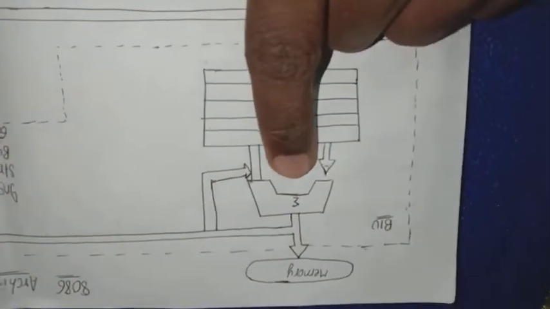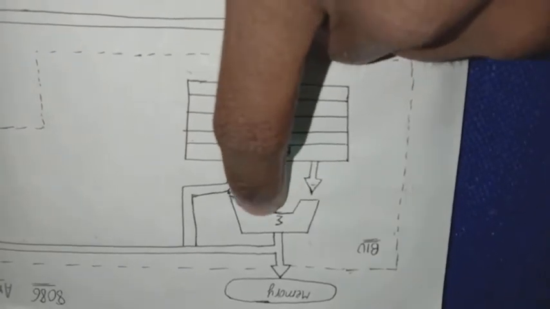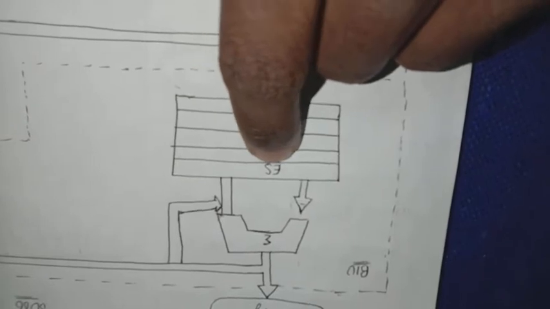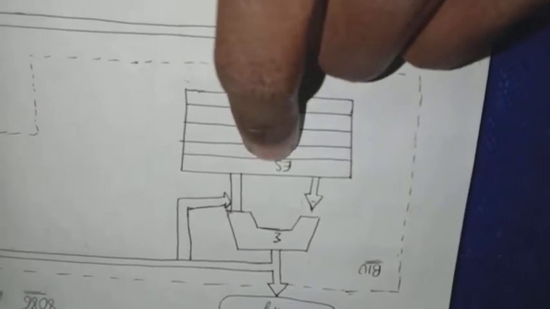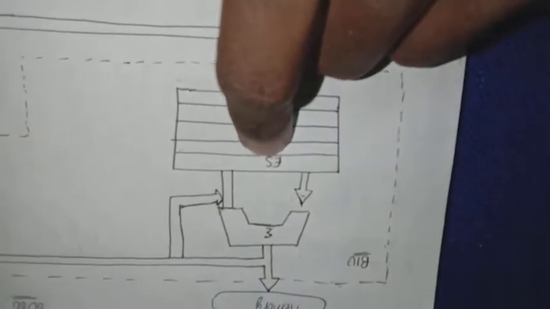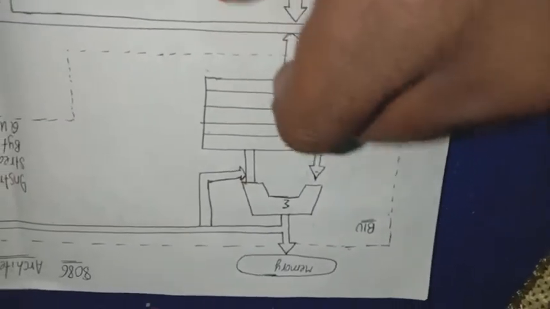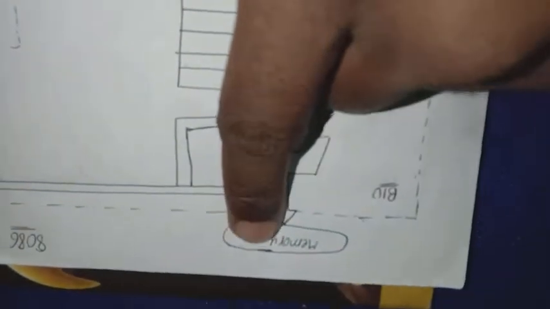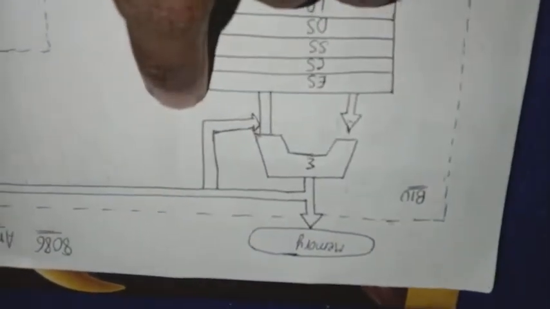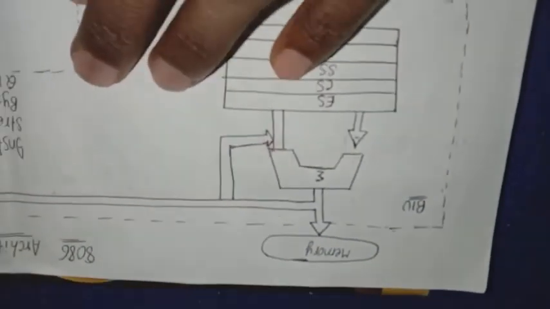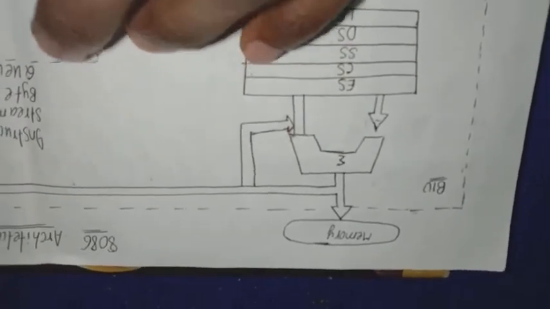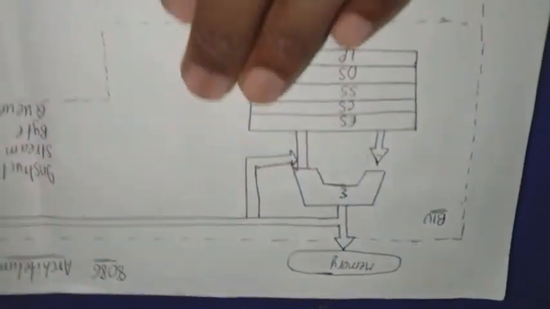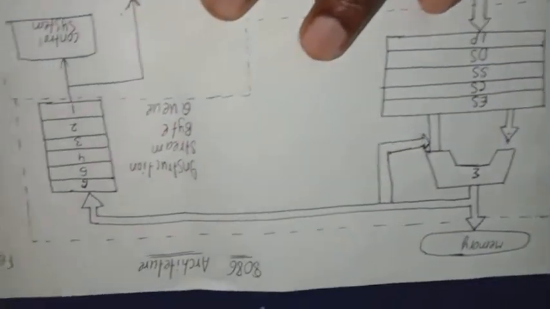This is the address calculator, which calculates the physical address from the offset address stored in these segments. And this memory is located outside the CPU, that is 8086, because the 8086 microprocessor doesn't contain any memory. It fetches the data from the outside memory and stores it in these registers.